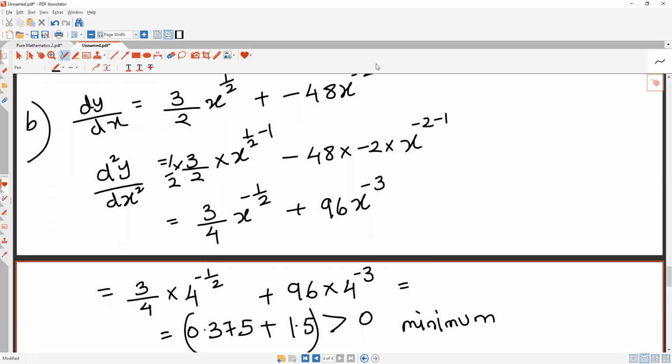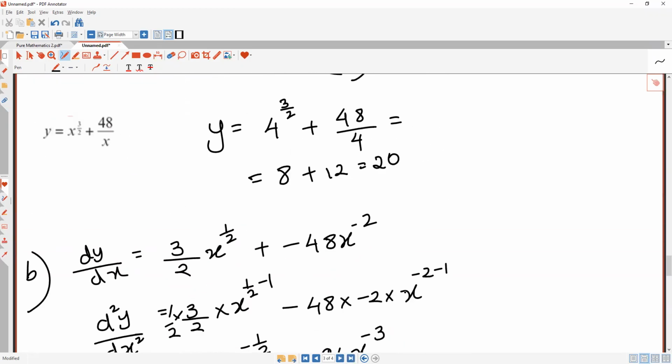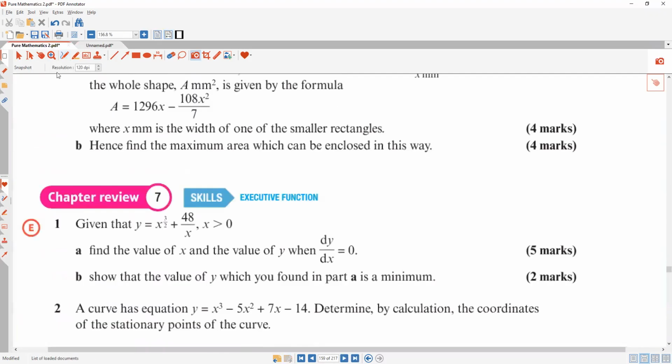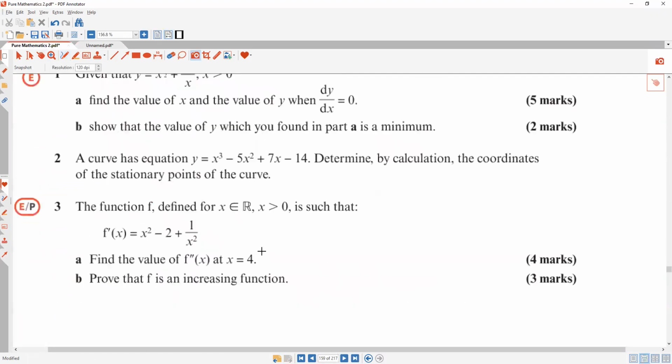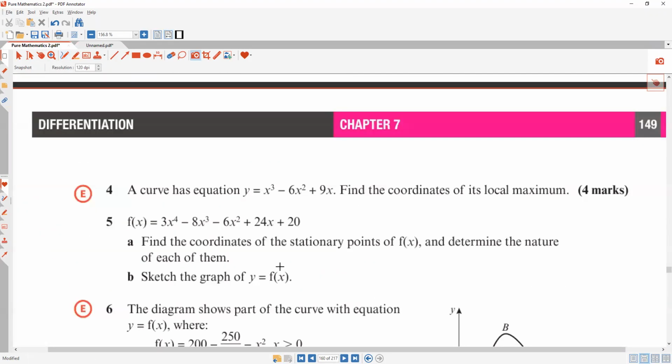Okay, this was not that challenging of a question. It was okay, but 7 marks, that's a lot.